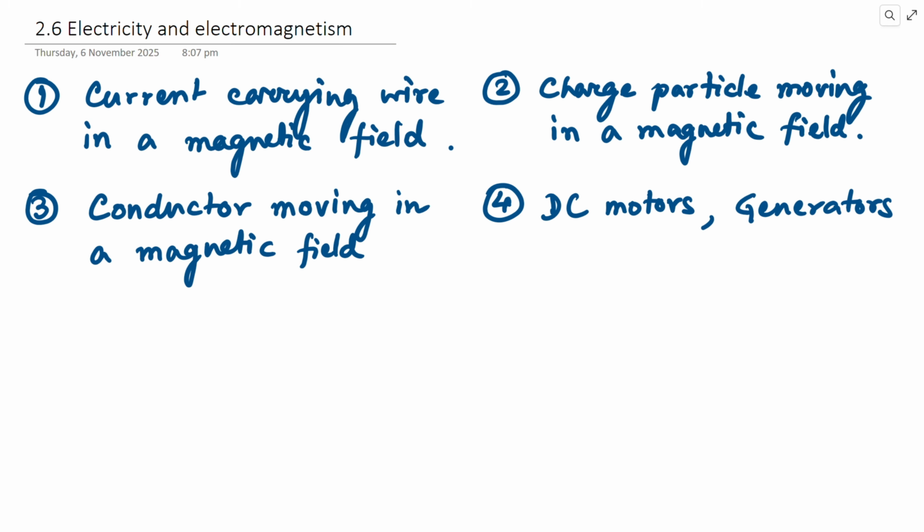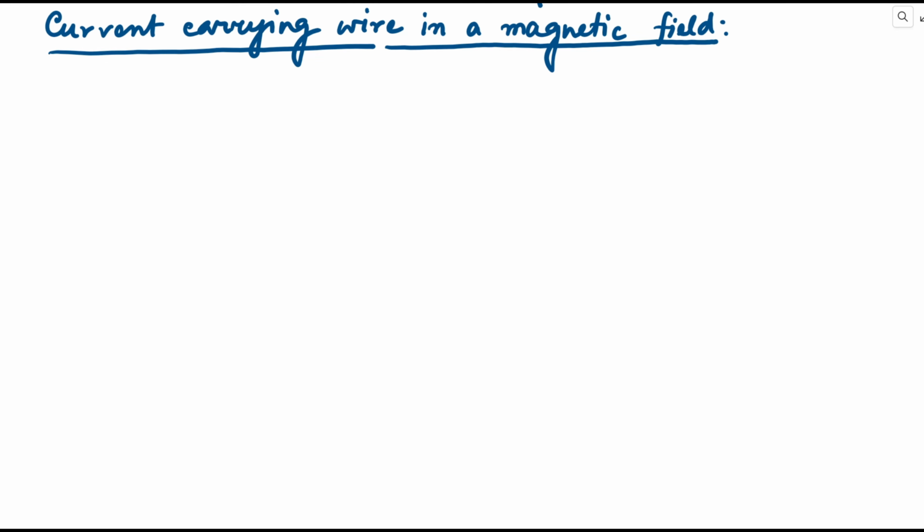So we'll start with the first topic, which is current carrying wire in a magnetic field. Okay, so let's start with a wire which is connected to a power supply, and therefore we have a current I through the wire. Now, it is well known that if we have a current through a conducting wire like this, then it sets up a magnetic field around it.